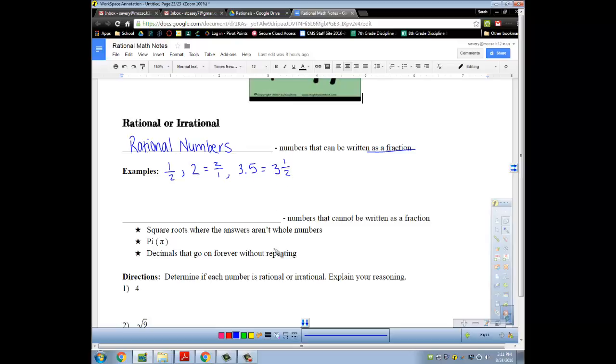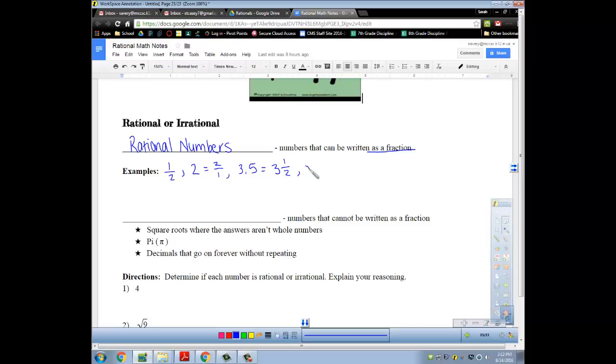So 3.5 is called a terminating decimal. I always think of the Terminator when I think of terminating decimals. The Terminator ends people, he kills people. So 3.5 is a terminating decimal because it ends. It ends at 5. There are numbers that go on forever, like pi. This definitely ends. So anytime you have a decimal that ends, it is a rational number.